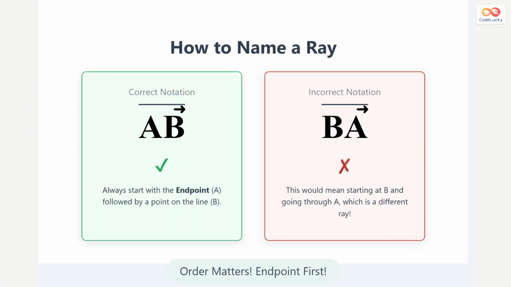In geometry, how we write things down is very important. To name a ray, we use 2 points. The first letter must always be the endpoint. The second letter can be any other point on the ray. We draw a small arrow pointing to the right over these 2 letters. For example, ray AB starts at point A and goes through point B. You cannot switch the order, because ray BA would mean it starts at B and goes through A, which is completely different.